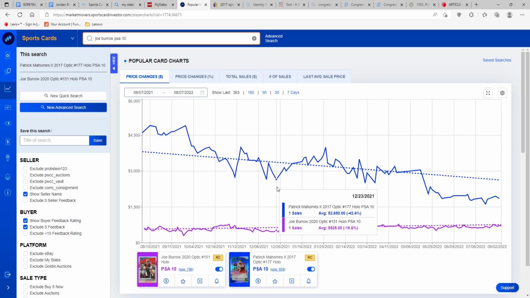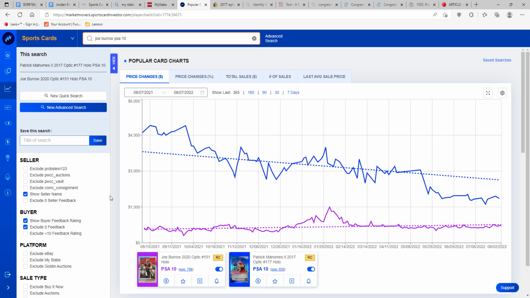So what is it that is so great about a flat trend line? Well, the reason we love a flat trend line is because it means that over the course of any given sample size of time, there has not been dramatic fluctuations in the value of the card. It has been relatively stable. In this case, because we're in August right now, 365 days shows us 2 off seasons and an entire season. So that's a pretty big sample size of time.